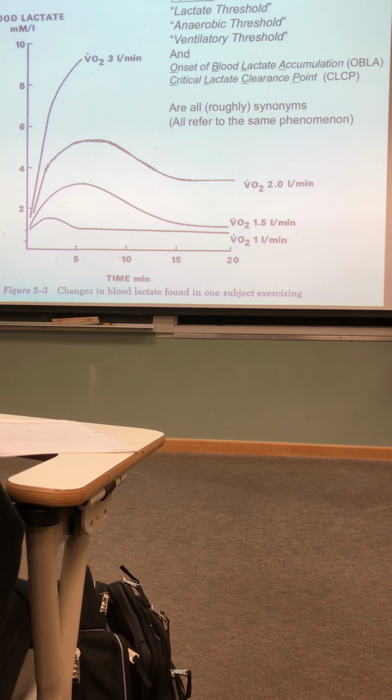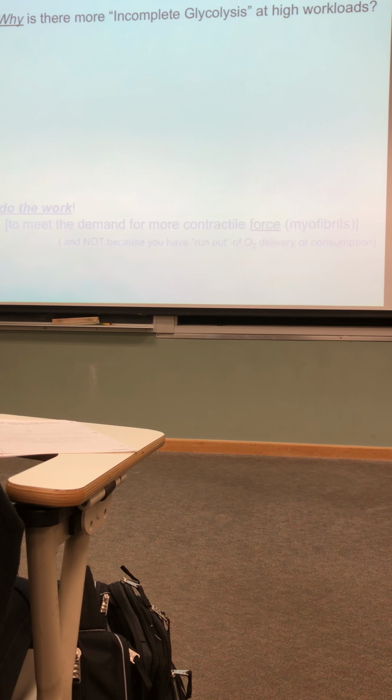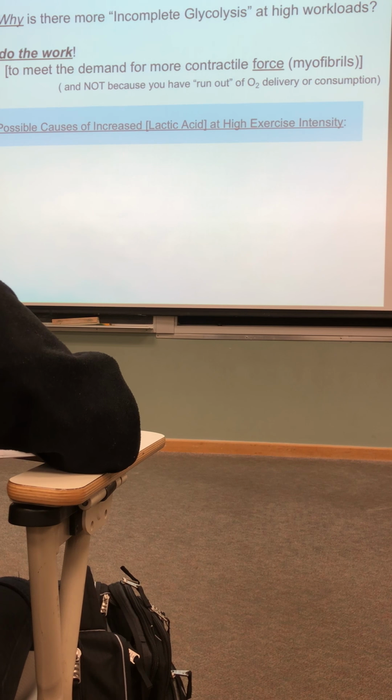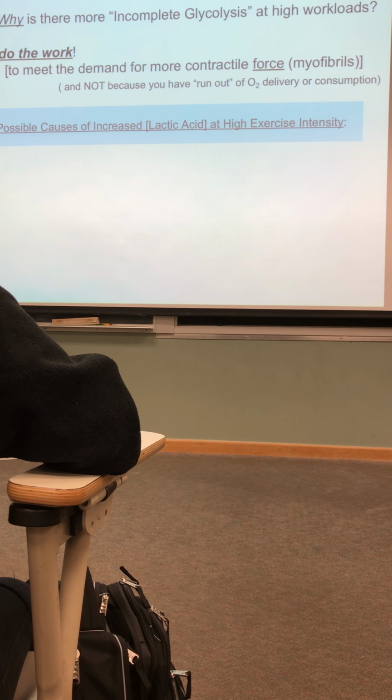Does that make sense? So that's just a start, I promise. We'll come back to that a lot. Now, why do we have an anaerobic threshold? Why is there more cytosolic glycolysis at high workloads? And the answer is absolutely clear: to do the work. You must recruit enough muscle to do the work.